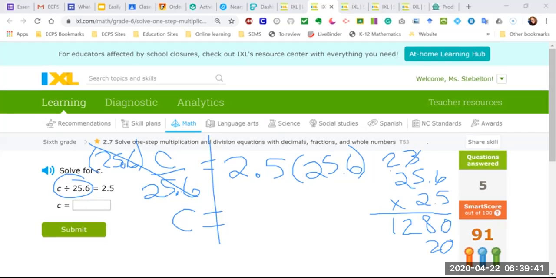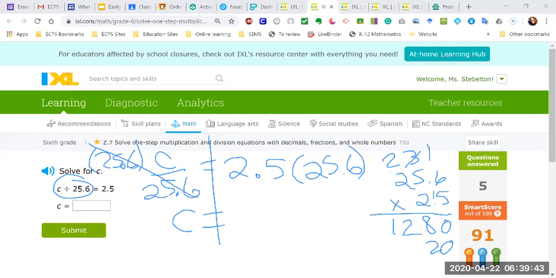And we're going to carry the 1. 2 times 5 is 10 plus 1 is 11. And then we're going to carry the 1. And then 2 times 2 is 4 plus 1 is 5. Then all we do is add these up. 0, that's going to be 10, carry the 1, that's going to be 4, and then this one is 6.